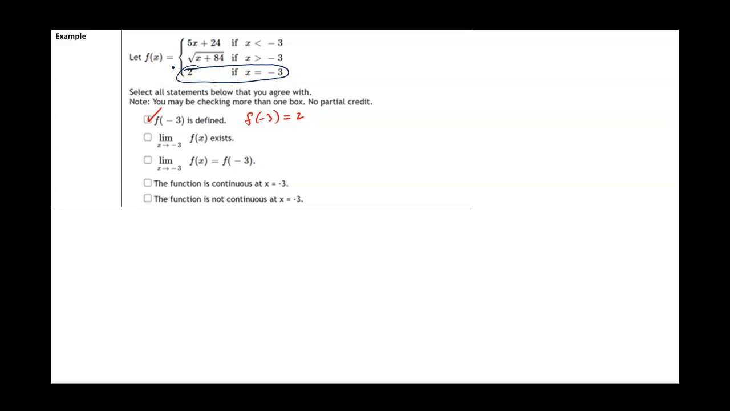Next, does the limit of f of x exist as x approaches negative 3? So for a limit to exist, if this is your x value of negative 3, then coming from the left, so values of x that are smaller, and coming from the right, so values of x that are larger than negative 3, we should approach the same exact value. So we're going to look at the function coming from the left, so values smaller than negative 3, and from the right, values larger than negative 3.